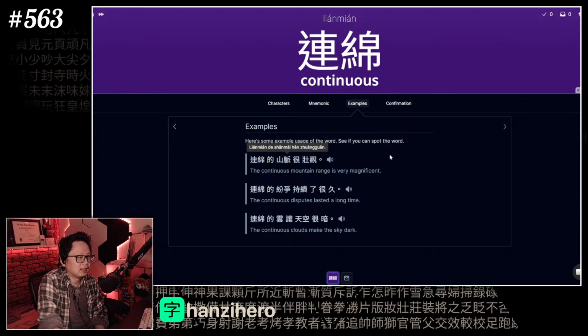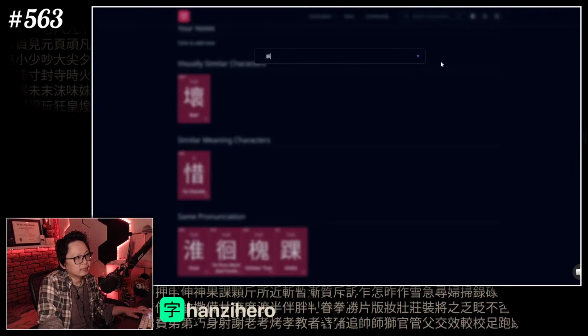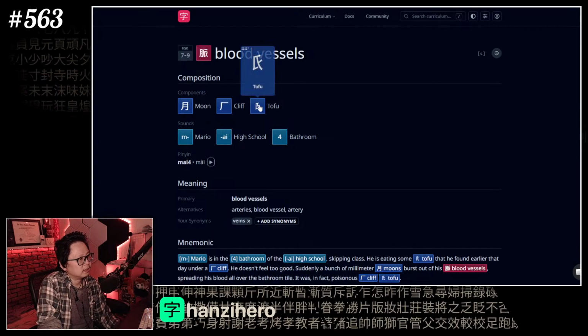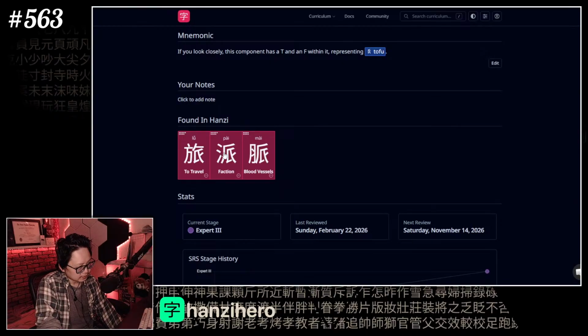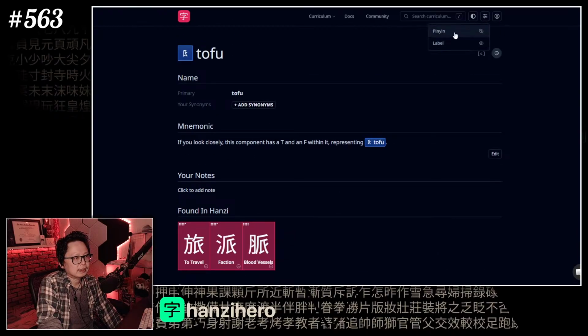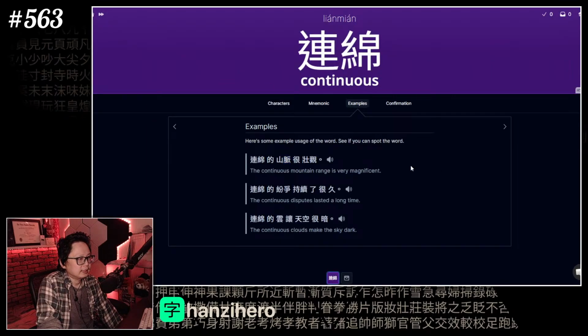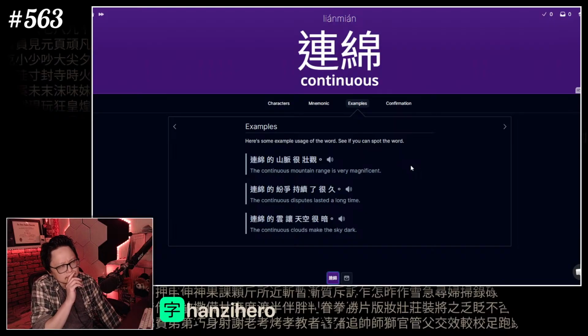I got to mix it up with pi. Pi is faction. But yeah, that's blood vessel, and then pi is the other one. Oh, it's water. Okay. 连绵的纷争. Yeah, 纷争, or 纷争. It's fight or dispute.